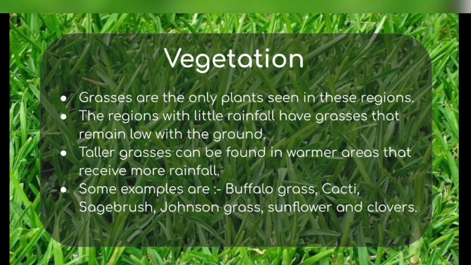Insufficient precipitation makes temperate grasslands a difficult place for tall trees such as woody shrubs and trees to grow. So because of insufficient rainfall, it is difficult for tall trees to grow. Some examples are buffalo grass, cacti, sagebrush, Johnson grass, sunflower and clovers. These are some plants grown in this temperate area.